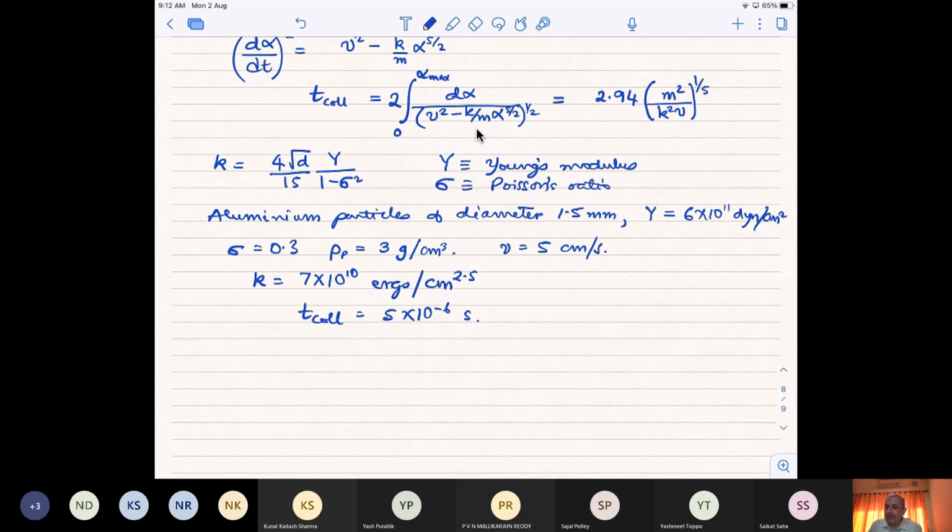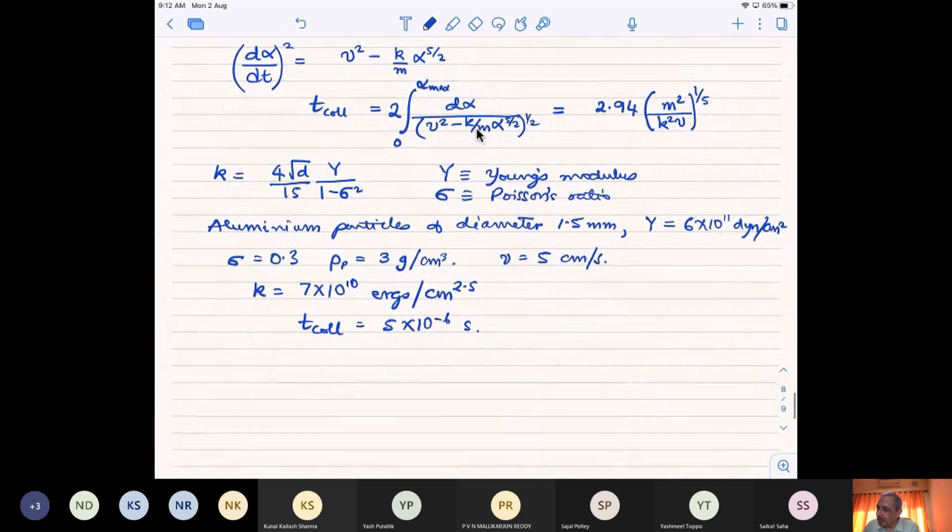So, even for a material that is somewhat softer, like aluminium, the collision time is in microseconds. This is extremely small. I didn't calculate it, but you can calculate what would be alpha max. That would also be extremely small. If you're looking at harder materials like glass and steel, the time of collision will perhaps be even smaller.